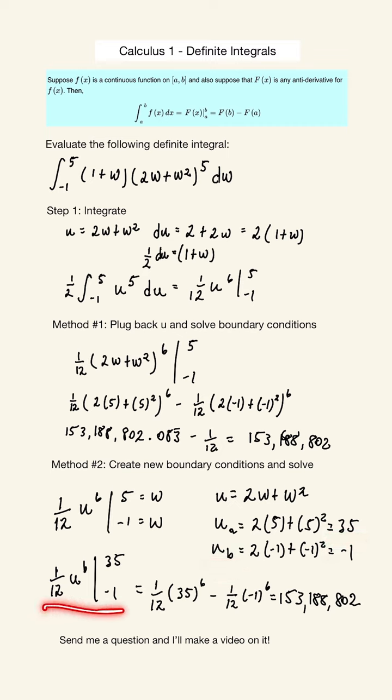And so now you can see we have our integral here, the same integral as before, but we have new boundary conditions. And rather than back substituting, all we have to do is plug in these new boundary conditions for u, and we'll still get the same solution. So this is just a different method in order to solve by using u substitution.